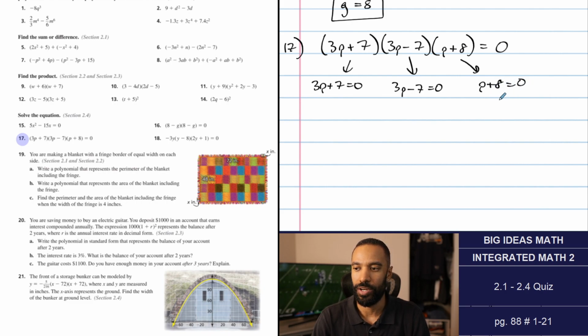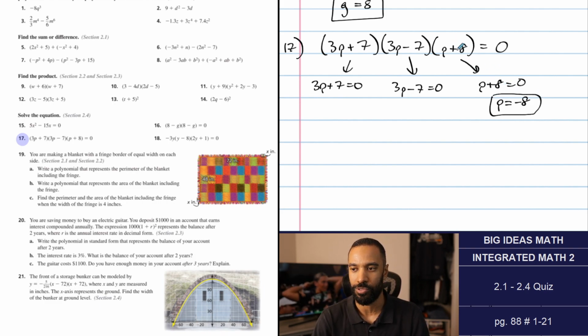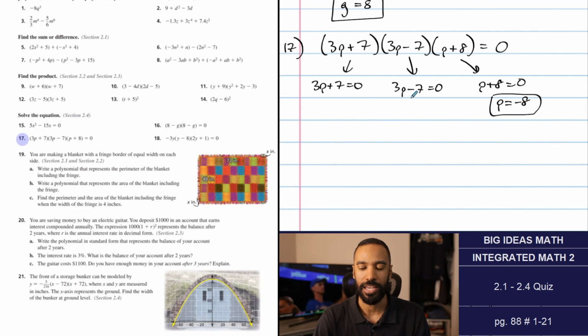Now let's start with this one. You subtract 8 from both sides, p is negative 8, and you might have noticed that a lot of these answers have just been opposites of whatever you'd see inside here. Not always the case, because in this case, I'd have to add 7 to both sides and then divide by 3. I get p equals 7/3.